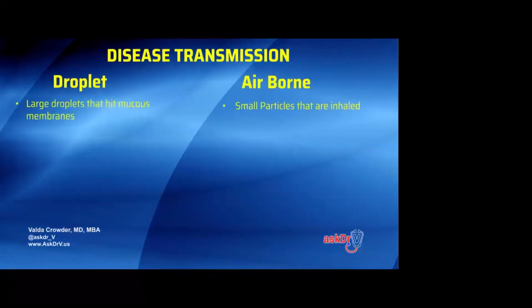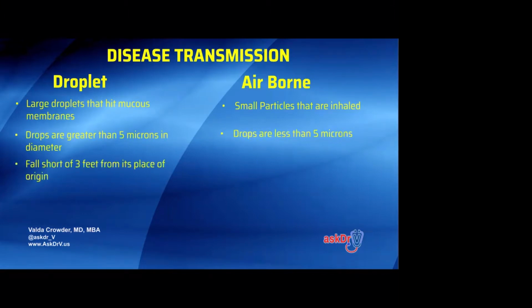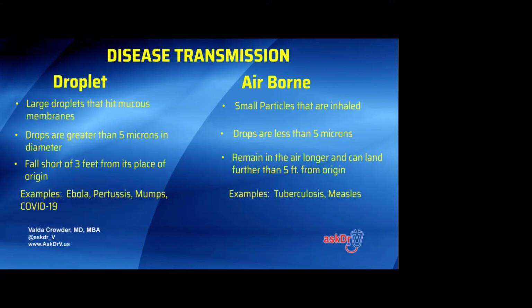Now, let's talk a little bit about being a droplet disease transmission. It's a droplet disease, large droplets that hit your mucous membranes. When you have something that's airborne, that's a small particle that is inhaled. The droplets are greater than 5 microns, and they fall short 3 feet from its place of origin. So as you remember, the CDC first came out and said you needed to stay 3 feet away from people. Airborne diseases land 5 to 6 feet from origin. So what's happening is COVID-19 originally was considered a droplet disease because of the size of the molecules, but it's acting a little bit more like an airborne disease. So it's acting like a combination of both.